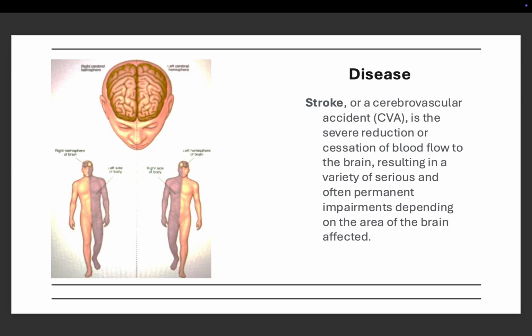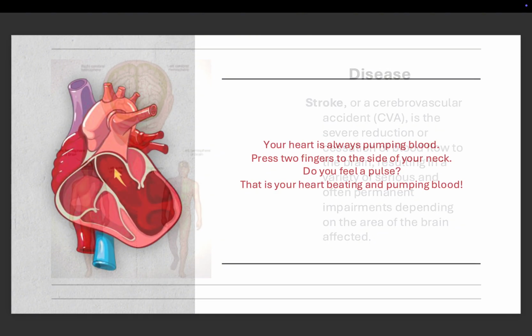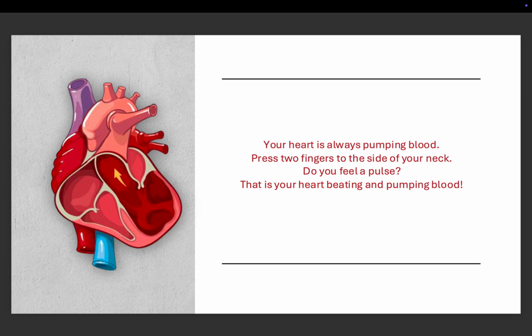Yeah, and fun facts about the circulatory system. Your heart is always pumping blood. If you press two fingers on the side of your neck, do you feel a pulse? That is your heart beating and pumping blood.